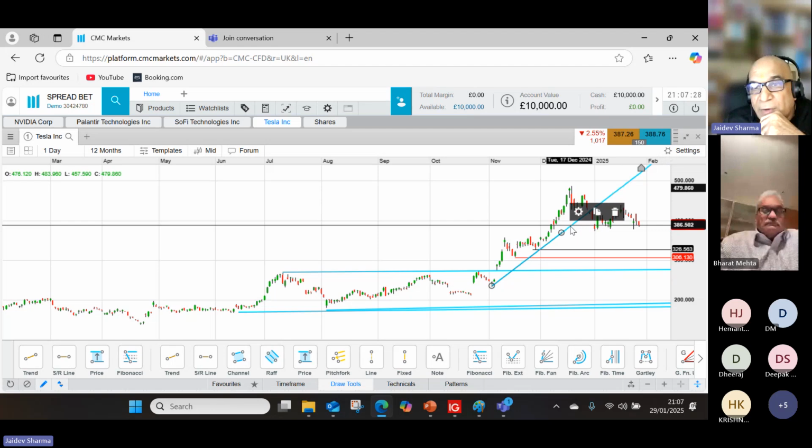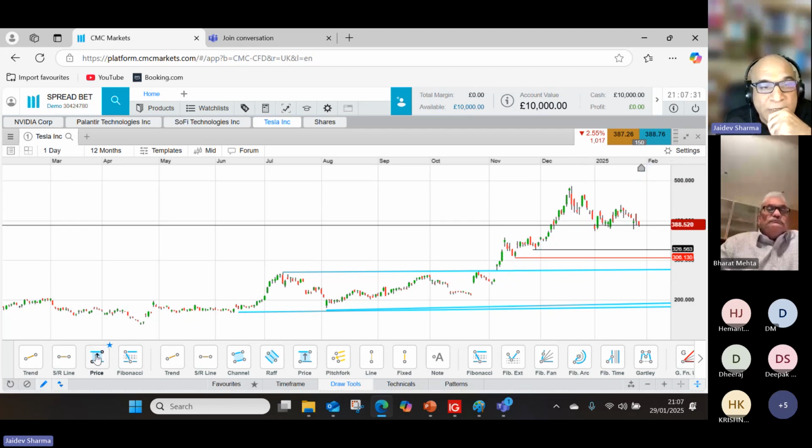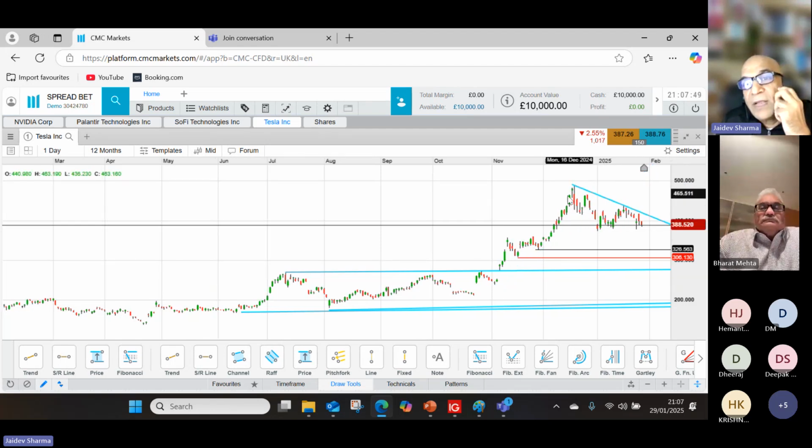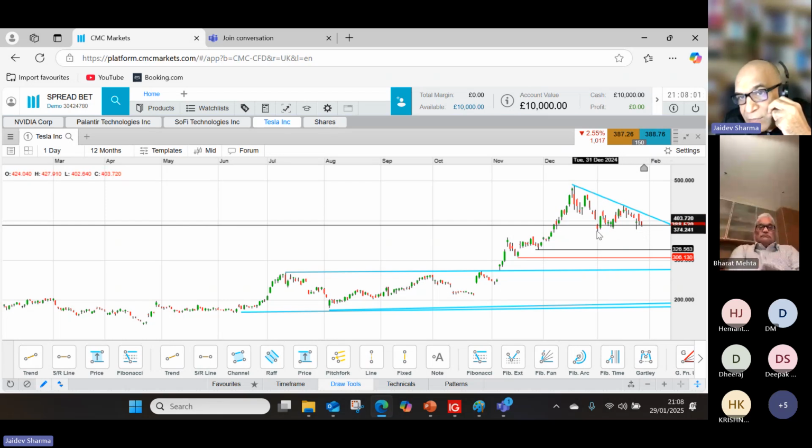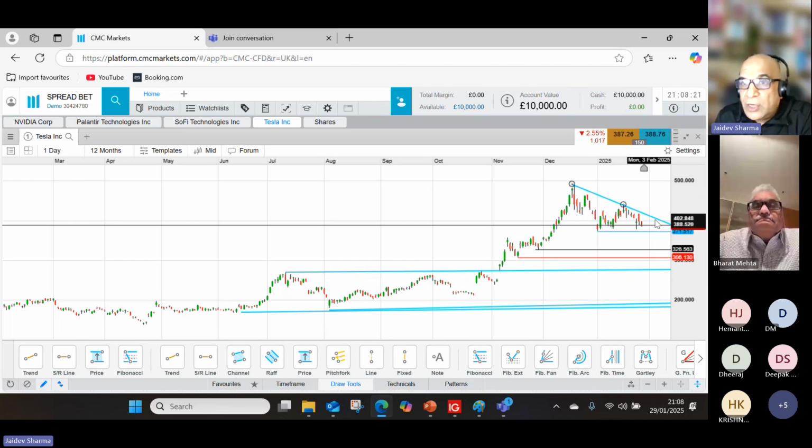But I'm slightly worried about Tesla because of two or three things. One, it has started forming a downward trend, where this is a swing high, lower high, swing low. Now, if this comes down and forms another low, which is lower than this one, then the definition of downward trend will be confirmed, right? So if this is broken, which is at 371, the condition of it forming a downward trend will be met.